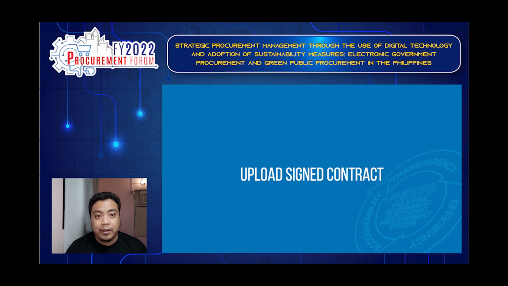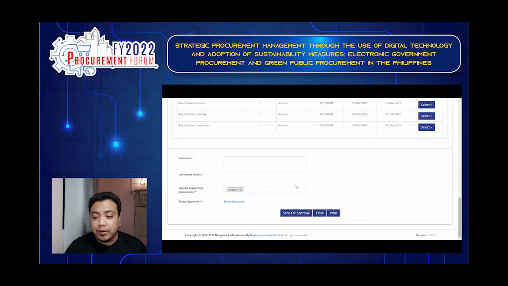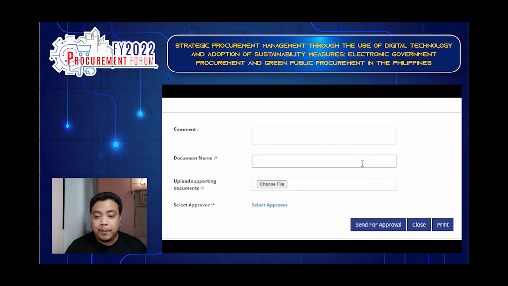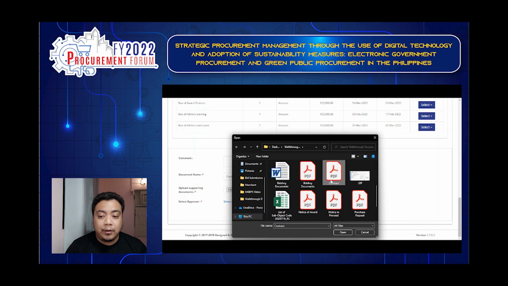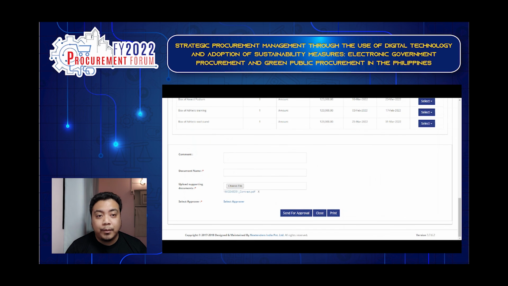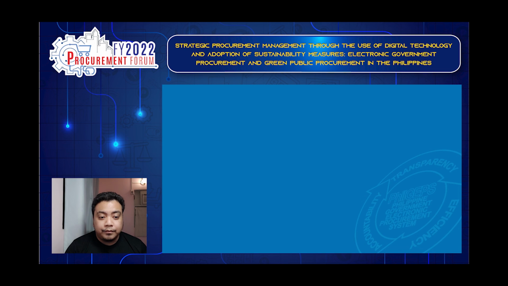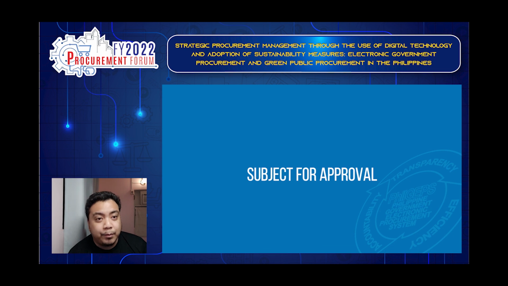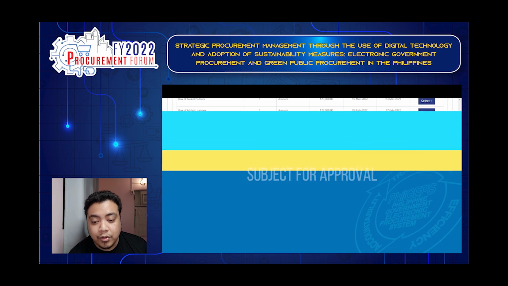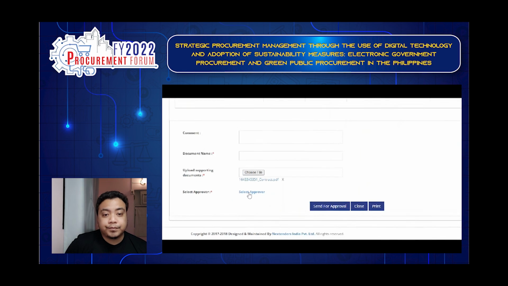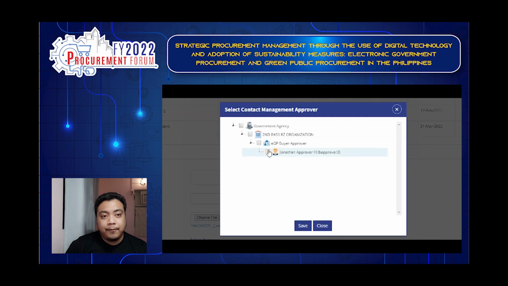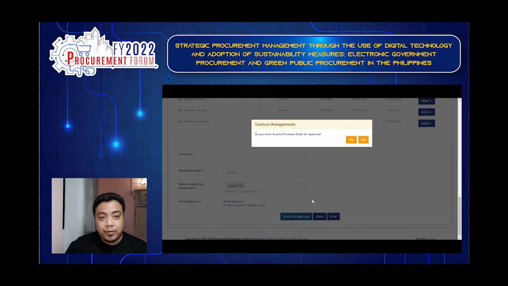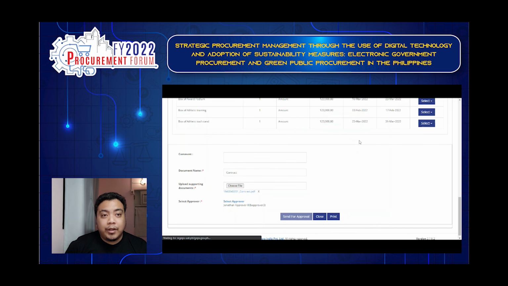Now the uploading of signed contract. So we upload the supporting documents of the contract, and we also require to put the document name. And then it requires an approval coming from the approver. So we should select an approver, and then once we select, just click save, and then notification will be submitted to our approver.